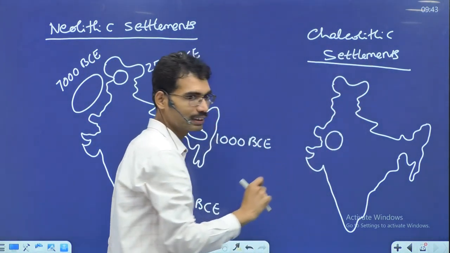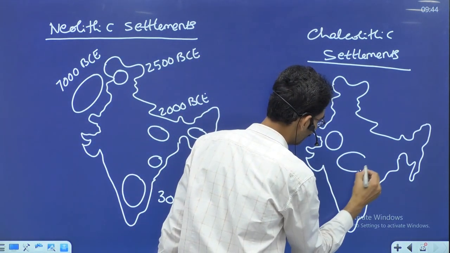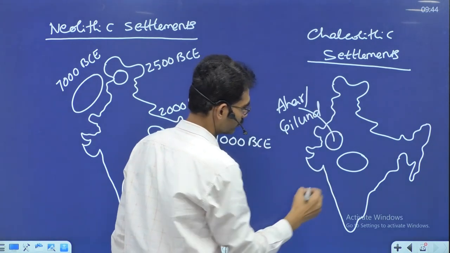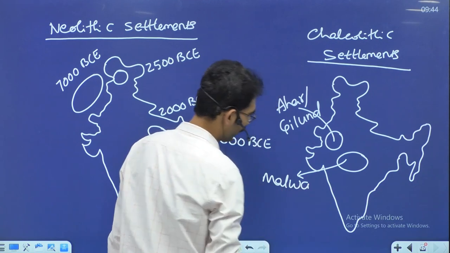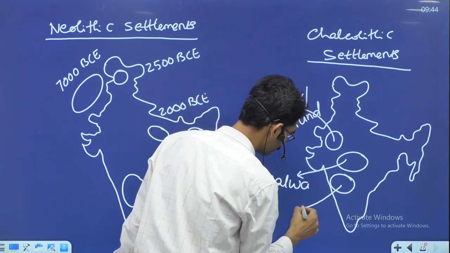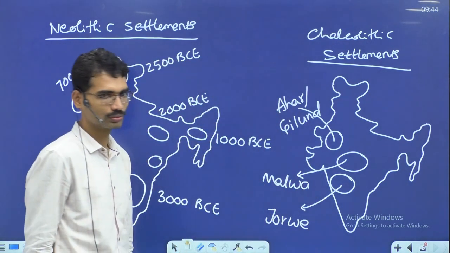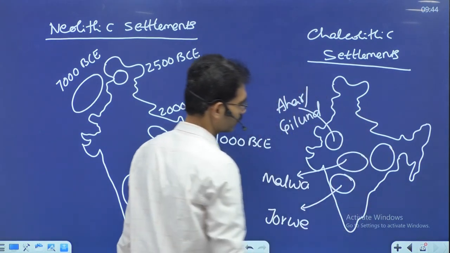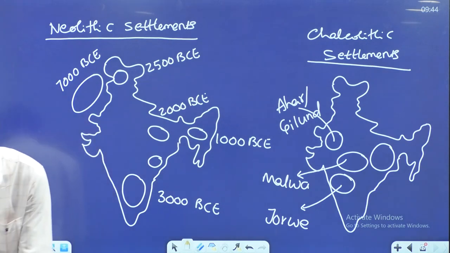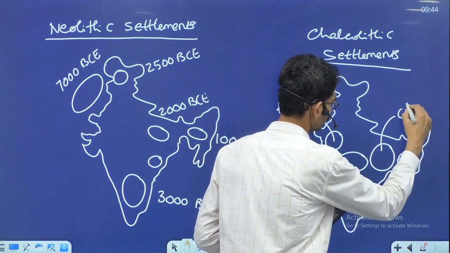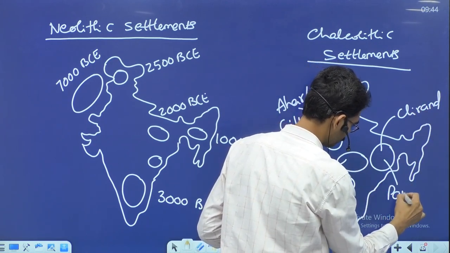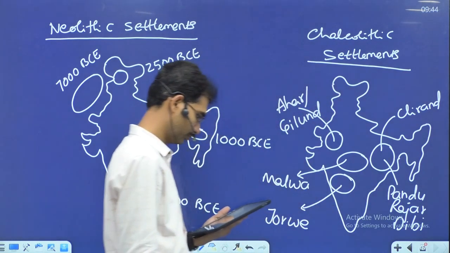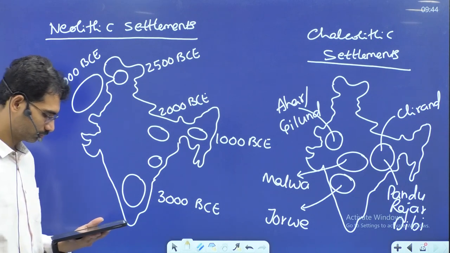But here, these Chalcolithic settlements dominated in Ahar, Gilund, Balathal, Malwa, Jorwe. These areas. In this area also, like Chirand, Pandu Rajar Dhibi, these things.